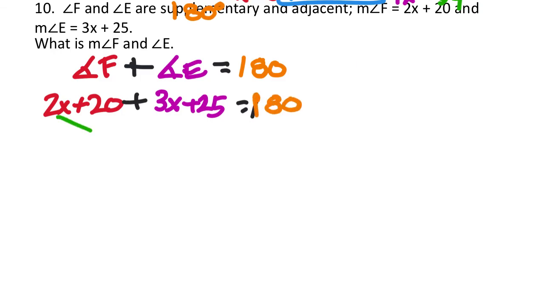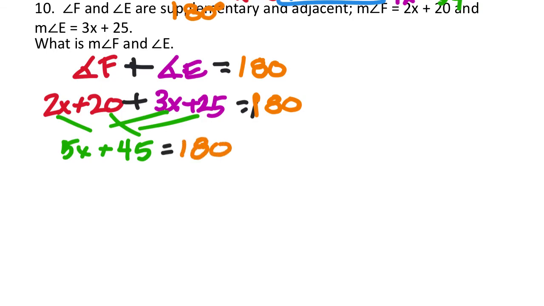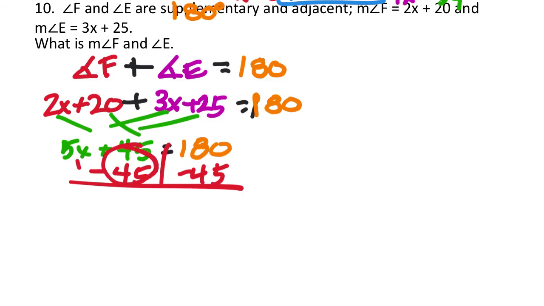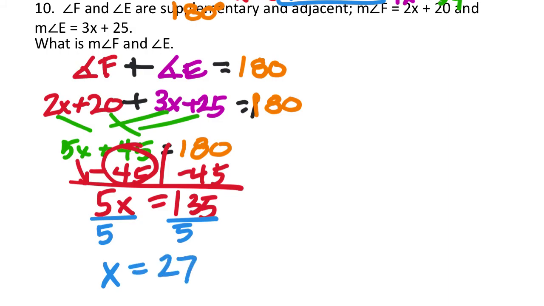So let's combine some like terms. 2x's and 3x's is 5x's. 20 and 25 is 45. This should equal the 180. Just simplifies the equation for us. Then subtract 45 from both sides to zero that out. Your 5x now equals 135. And then divide both sides by 5. So now x equals 27. Not degrees, right? This is just the x value.